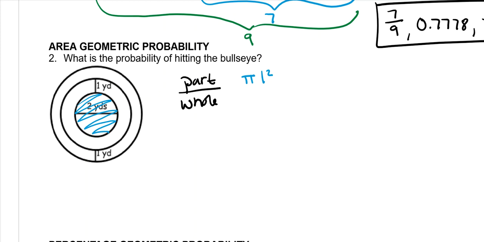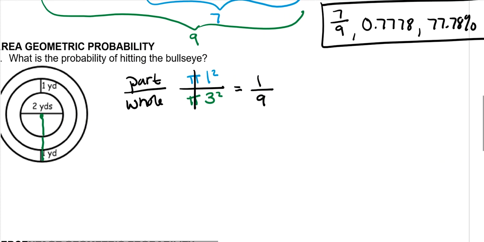So that's my part over my whole. So in other words, the area of my entire circle. So if this is 2 and each of these others are 1, that means that this radius is 1, then 2, and 3. So my whole one has a radius of 3. So pi 3 squared. My pi on top and bottom will cancel. 1 squared is 1. 3 squared is 9. And there's my fraction. It's 1/9. It can't be reduced any more than that.